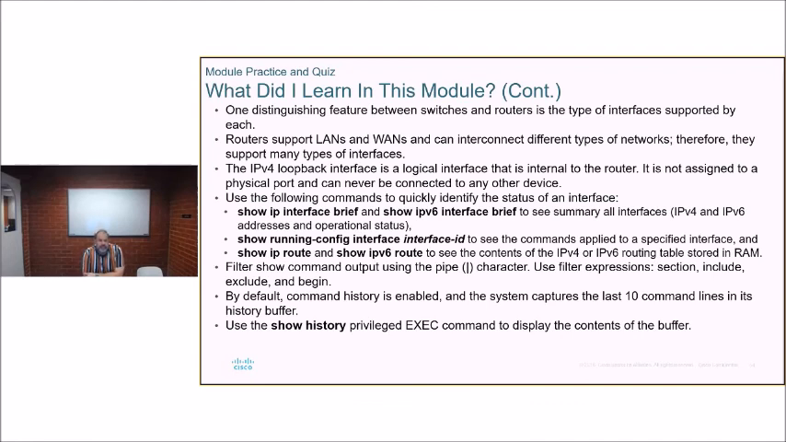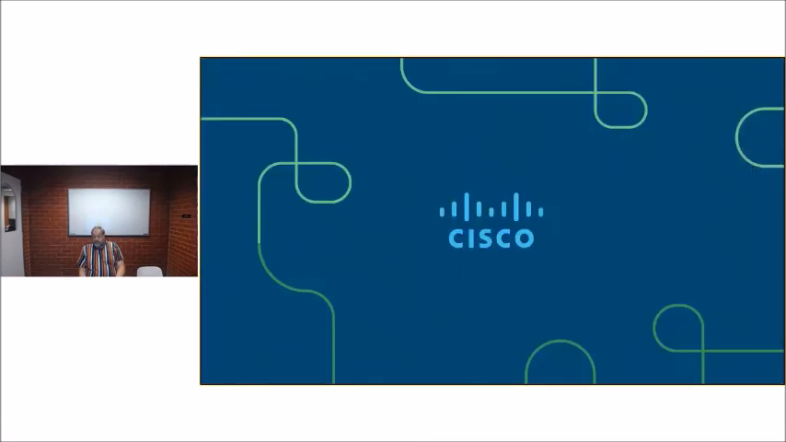Use the following commands to quickly identify the status of an interface. Show IP interface brief or show IPv6 interface brief. Show running-config, and you can specify the interface name. Show IP route or show IPv6 route, of course, shows the routing tables. Filter show command output using the pipe character. Use filter expressions section, include, exclude, and begin. By default, command history is enabled, and the system captures the last 10 command lines in its history buffer, and so you can use the show history command to see what's in the buffer. Of course, you can use the up and down arrows to move through the buffer.